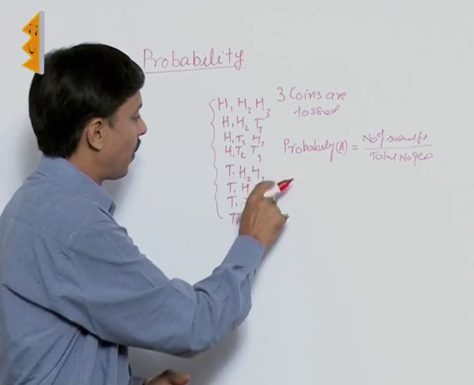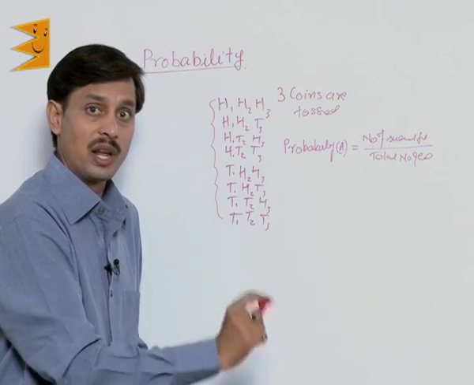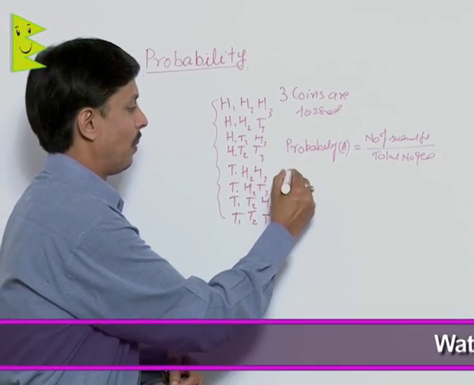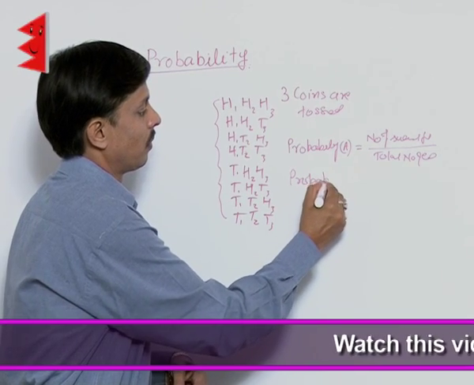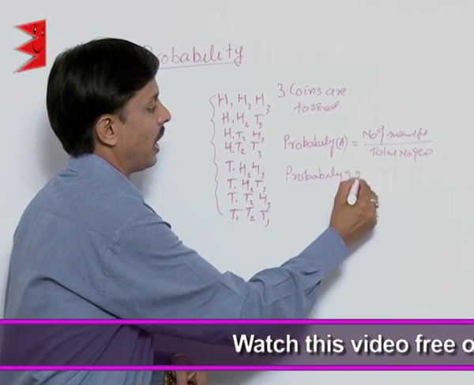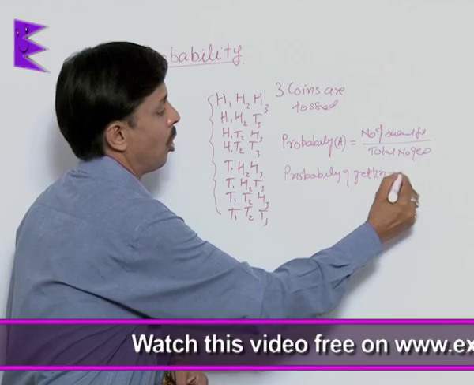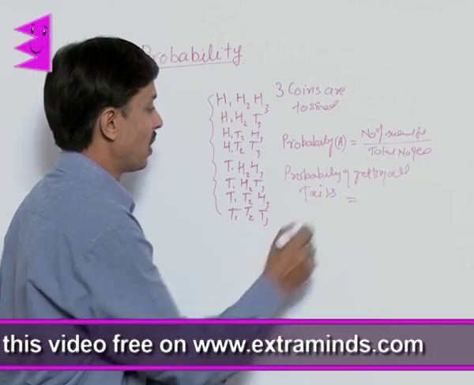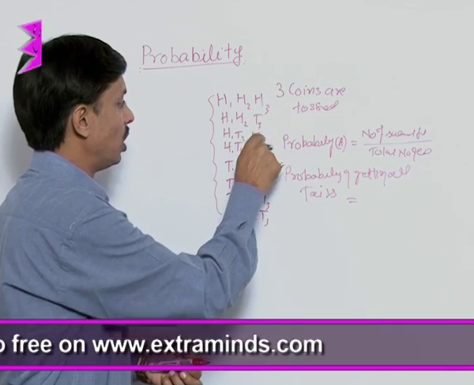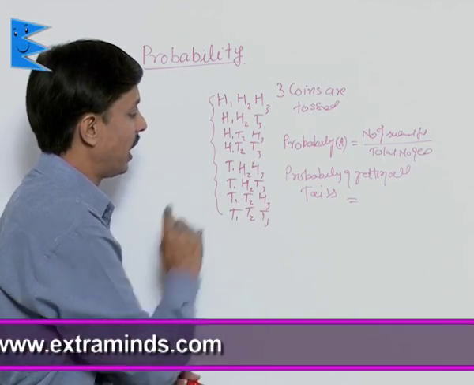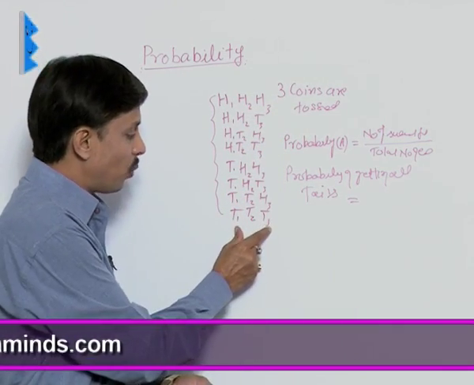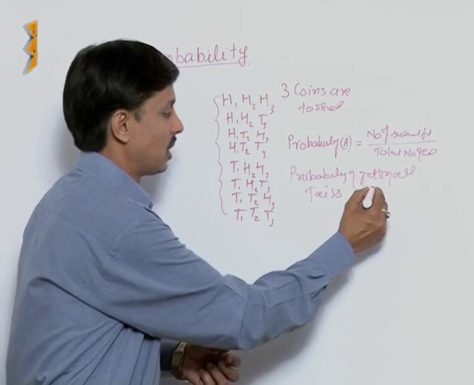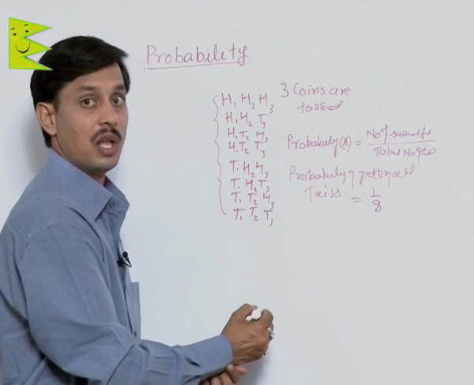In this question, if I ask, what is the probability of getting all tails? Out of 1, 2, 3, 4, 5, 6, 7, 8 cases, there is only one case where all are tails. So the answer is 1 by 8.